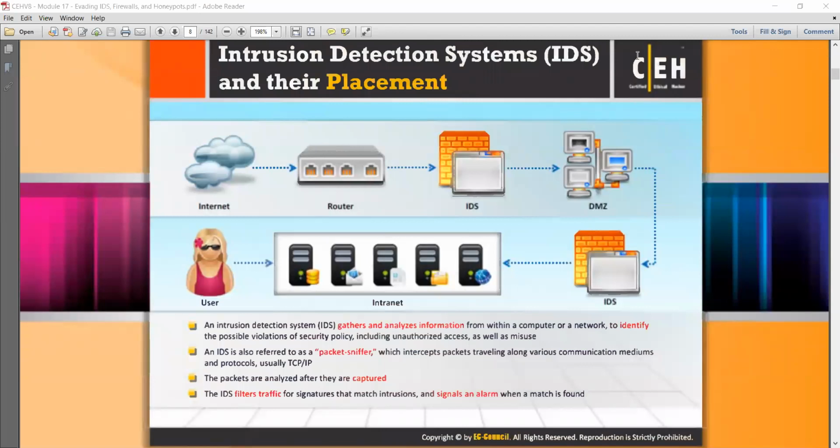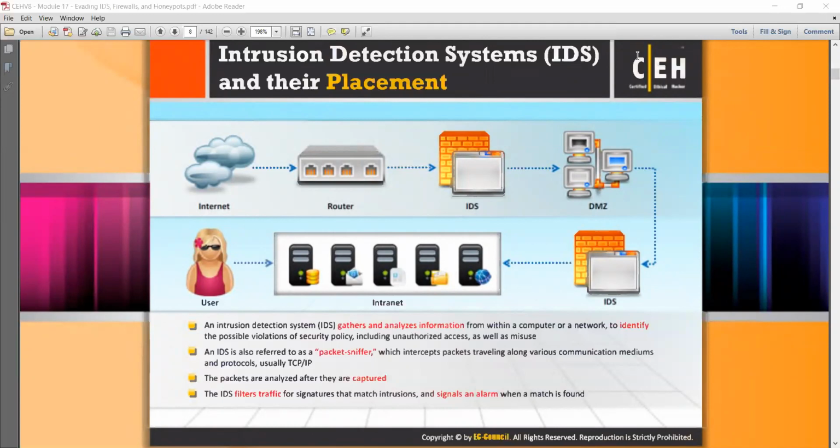Intrusion detection system and their placement. Here you can see all the traffic must come from the internet, go through the router, and be detected by the IDS. Here we also use a DMZ, or demilitarized zone, and then it is connected with another IDS before the traffic goes through to the intranet. Here the intranet is our local network connection.